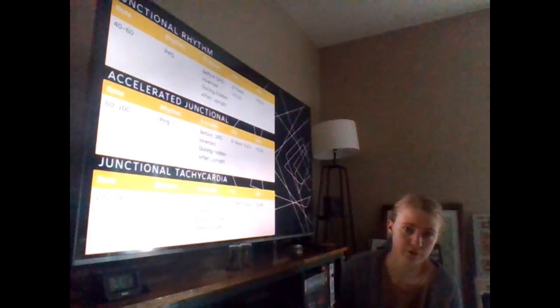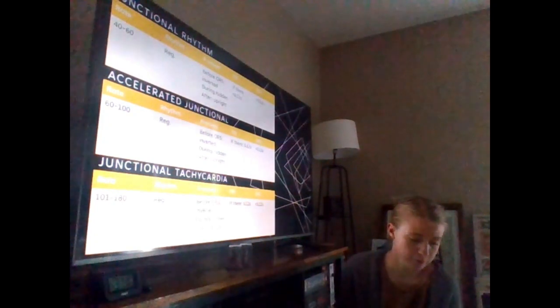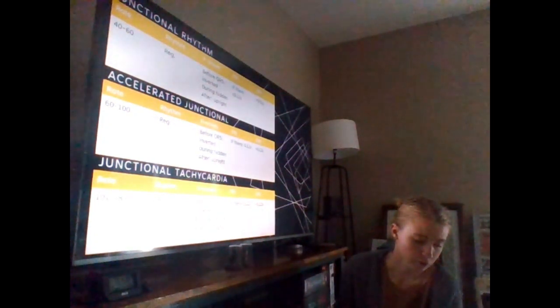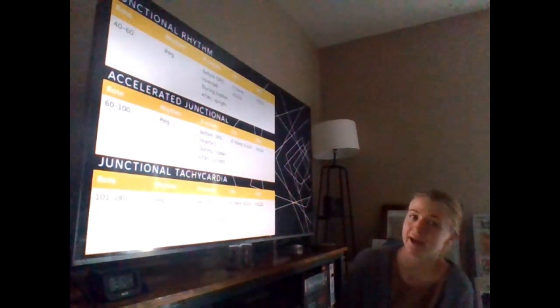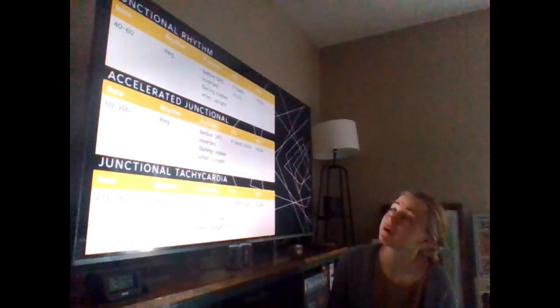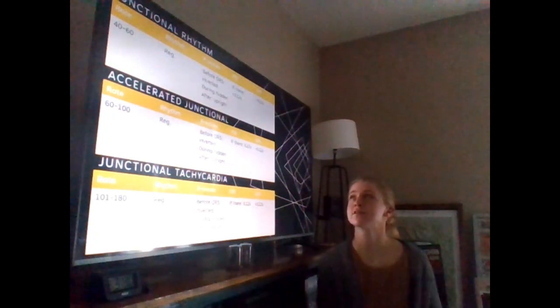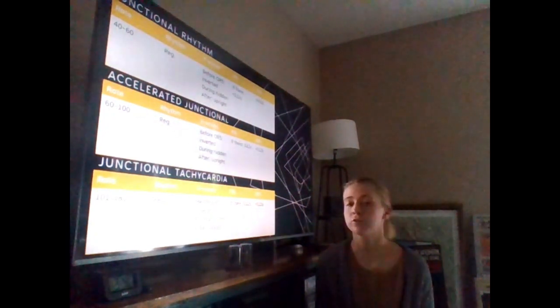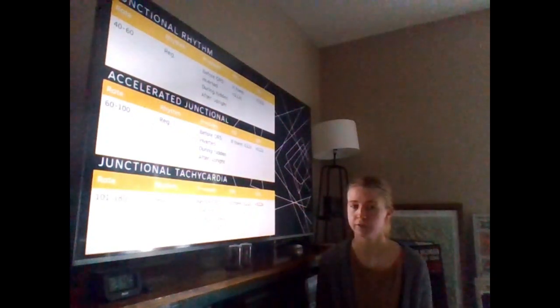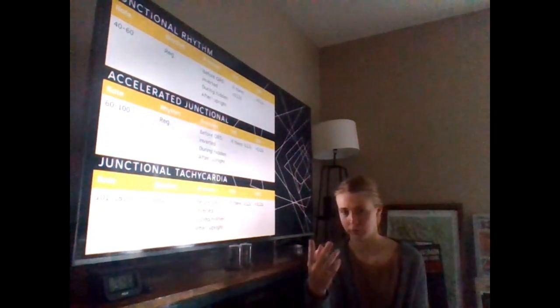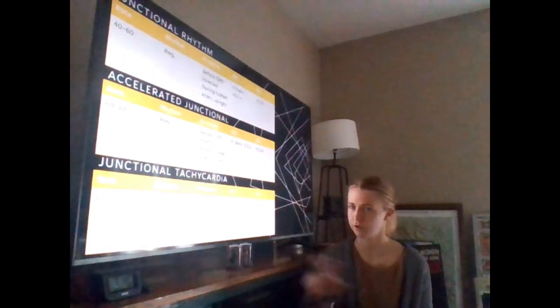So going on to some junctional rhythms. Your standard junctional rhythm, excuse my cat, sorry. Standard junctional rhythm is a rate between 40 and 60 beats. It's a regular rhythm, so everything should march out how you expect it to. Again, if you take your calipers and just twist them over to the next one, it should all line up.